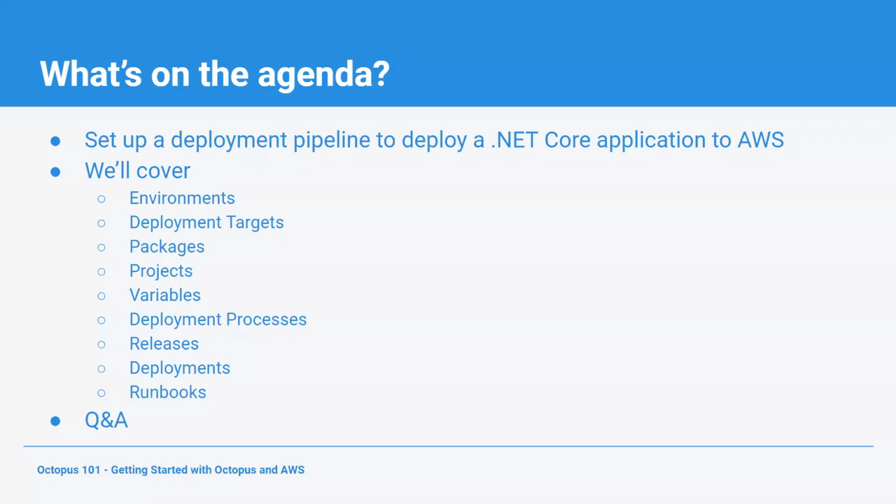And then at the end, we're going to create a runbook to manage some of our AWS infrastructure, and also show how to auto deploy to an auto scale group in AWS. And as Matt mentioned, hopefully with some time, answer some questions.